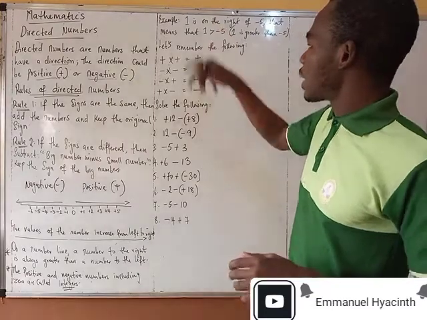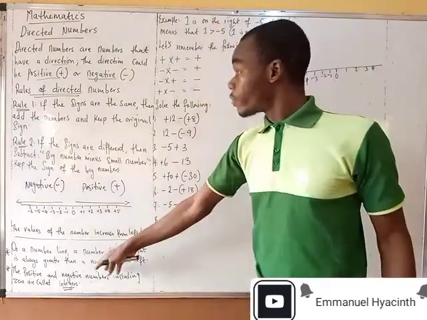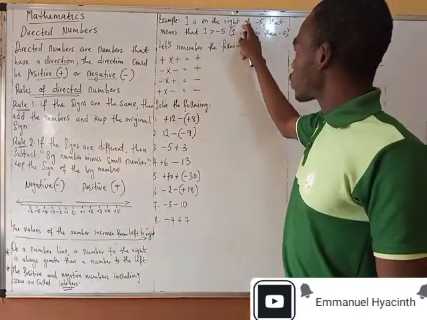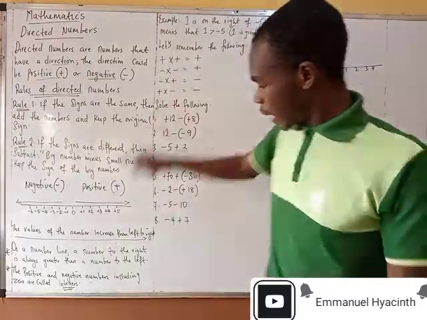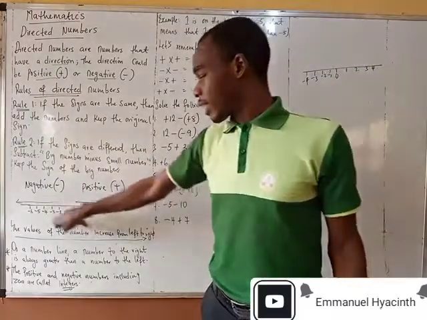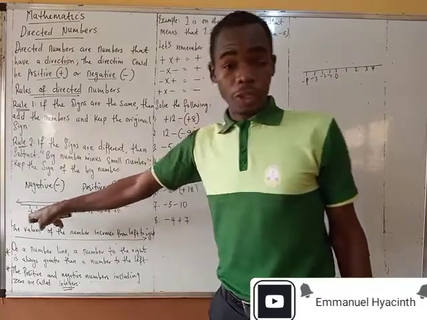So, now let's look at an example. For example of this, 1 is on the right of minus 5. That's this one is on the right hand side of minus 5. That means 1 is greater than minus 5.